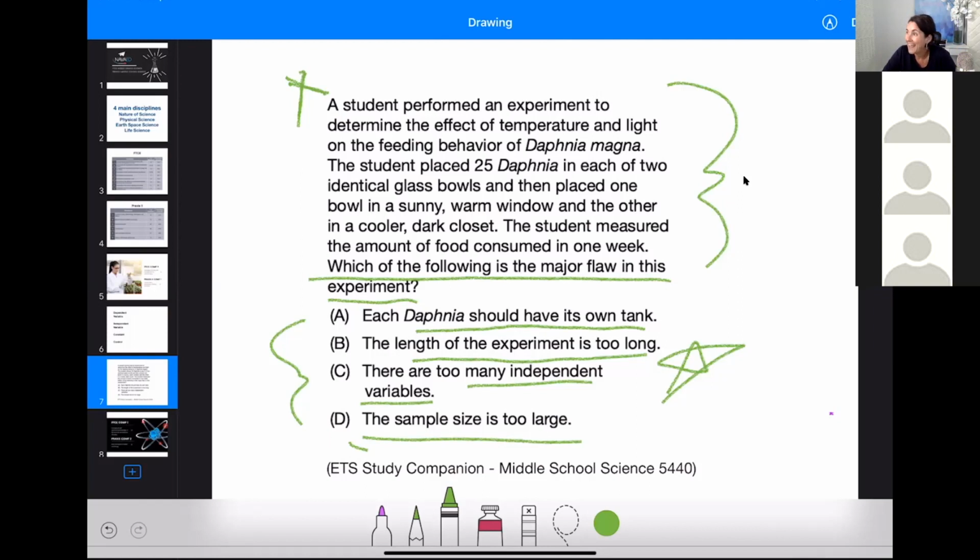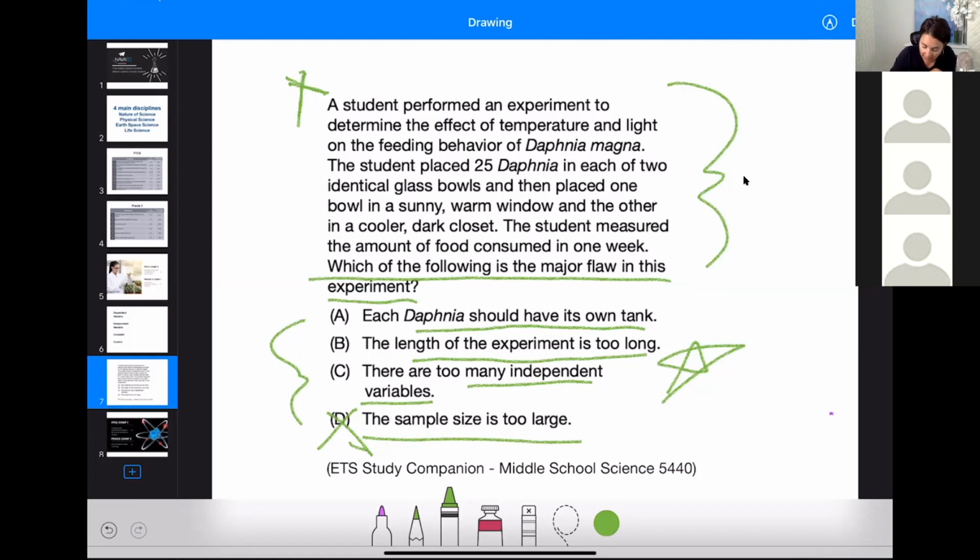Can I eliminate anything right off the bat? Well, D can be crossed off immediately because sample sizes can never be too big. The bigger the sample size, the better. Which would you rather? I tested this drug on 2 people and it worked. Here, take it. Or if I said, I tested this drug on 1,000,000 people and it worked for 85% of them. Which one's better for you? The second scenario. So sample sizes can't get big enough. We want the bigger the better, all right?